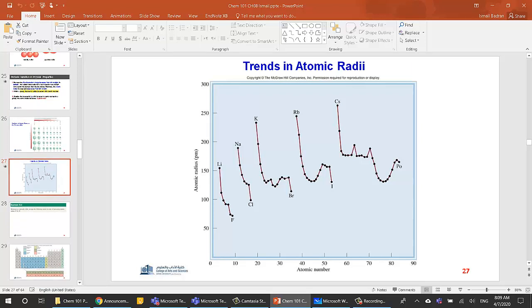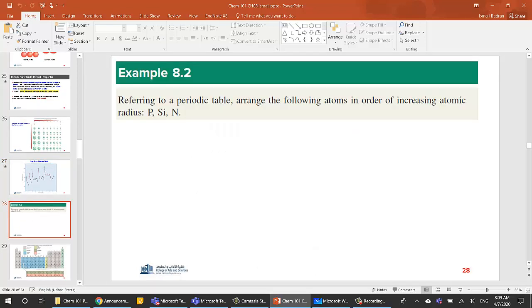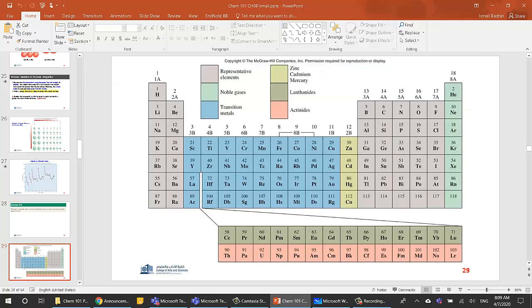Now let's try to solve this question and see how it fits into our understanding. Referring to the periodic table, arrange the following atoms in order of increasing atomic radius. And we have phosphorus, silicon, and nitrogen. Now this is the periodic table. So we're looking at silicon, phosphorus, and nitrogen. We have nitrogen here in the second period. We have phosphorus down there, and we have silicon.